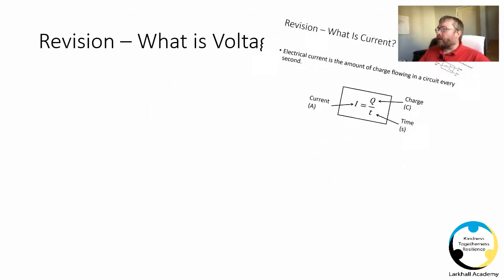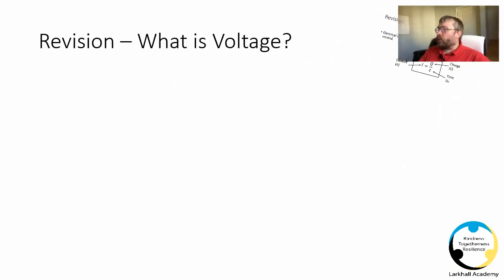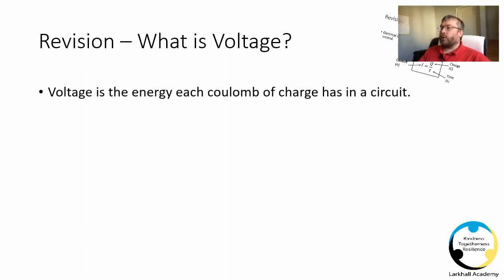Last little bit of revision. What is voltage and what is potential difference? So let's start off with voltage. What is voltage? Hopefully you remember this one. Voltage is the energy given to each coulomb of charge in a circuit. So it's the amount of energy that each coulomb of charge has in that circuit. So if you come across a coulomb of charge, it's how much energy that it has.